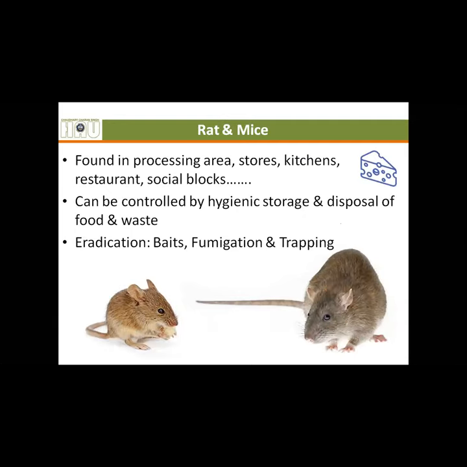Another thing is about the rats and mice, or you can say rodents. These are found in the processing areas, stores and kitchens, and social blocks also. These can be controlled with hygienic storage and disposal of the food waste. And these rats make their harbourage area near the food itself. They are not in the habit of moving a longer distance. They make their hides near the food itself.